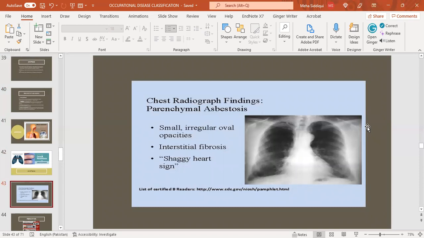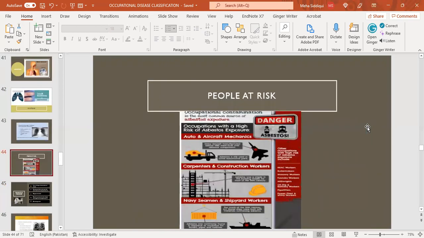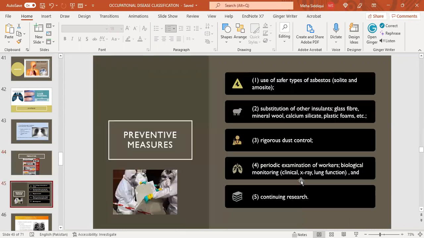Now, chest radiograph findings are small, irregular oval opacities, interstitial fibrosis, and shaggy heart sign. And the people at risk of asbestosis development are auto and aircraft mechanics, carpenters and construction workers, Navy seamen, and shipyard workers. Preventive measures: first is use of safer types of asbestos, that is chrysotile and amosite, substitution of other insulants such as glass fiber, mineral wool, calcium silicate, plastic foams, rigorous dust control, periodic examination of workers, biological monitoring, and continuing research.